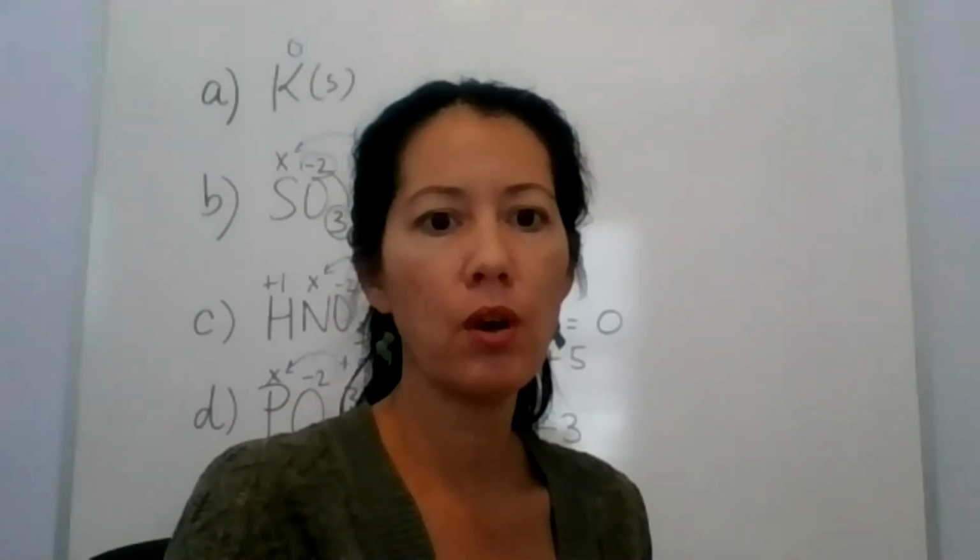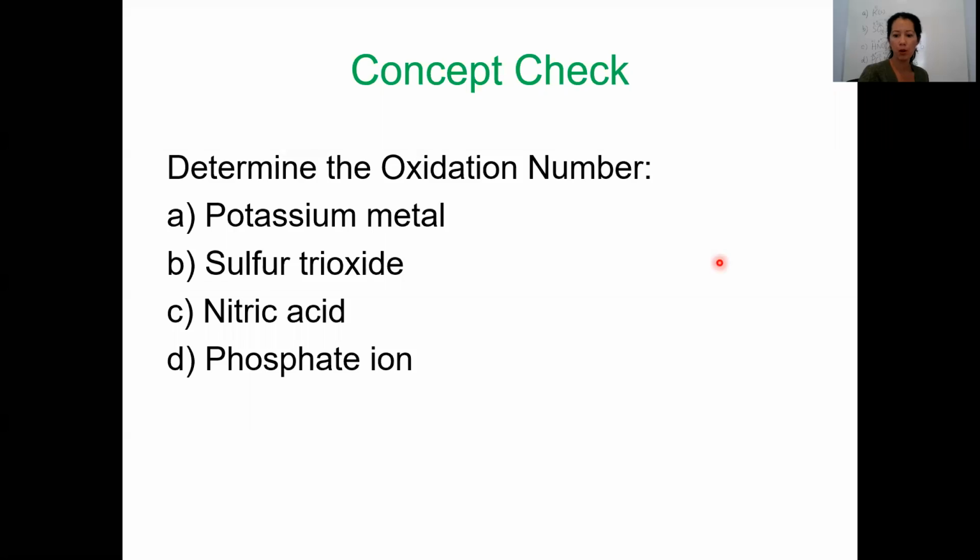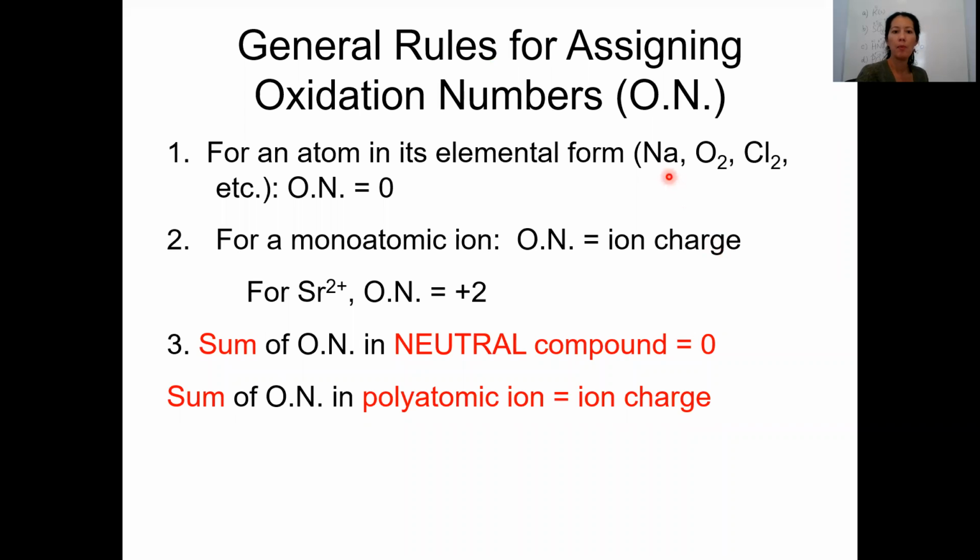So I will go through and show a little bit more about the rules that I just went over. Anything in its elemental form is 0. Just a standalone ion, like I was showing on the previous slide, copper 2+ or silver plus, the oxidation number is its charge. And then I already mentioned the sum of oxidation numbers in neutral compounds is 0, but for a polyatomic ion, it's the ion charge.